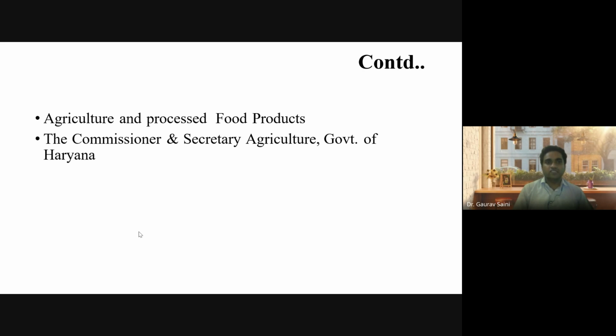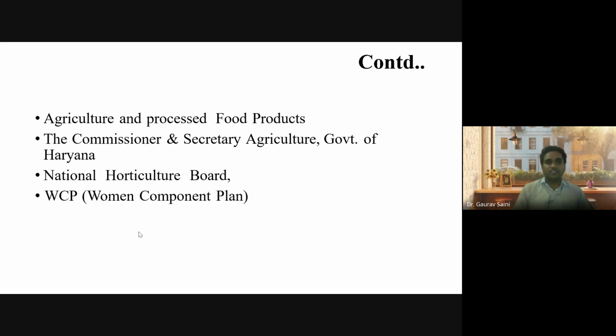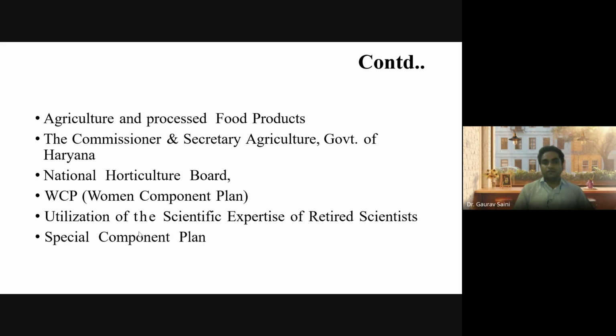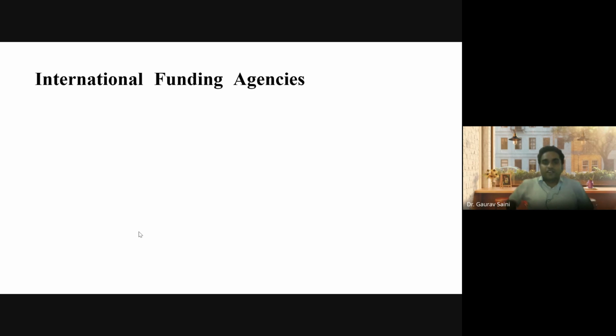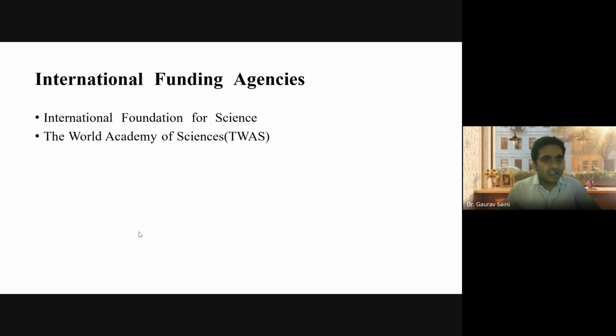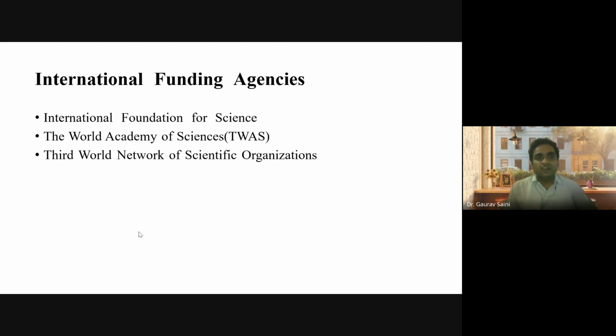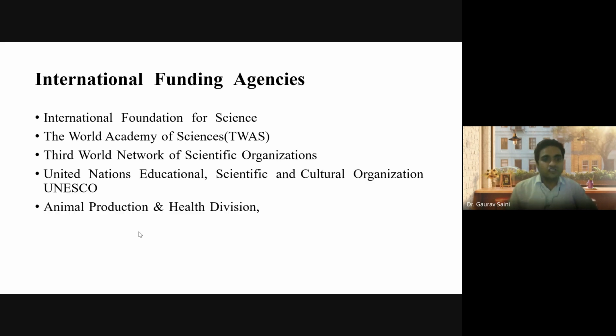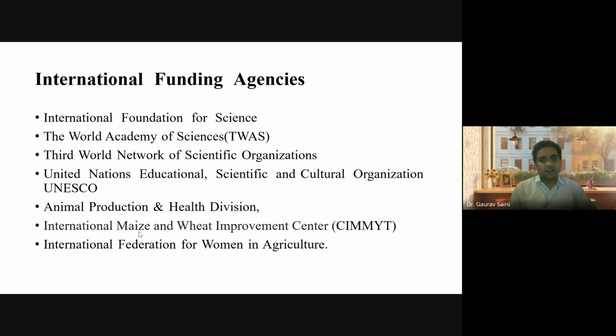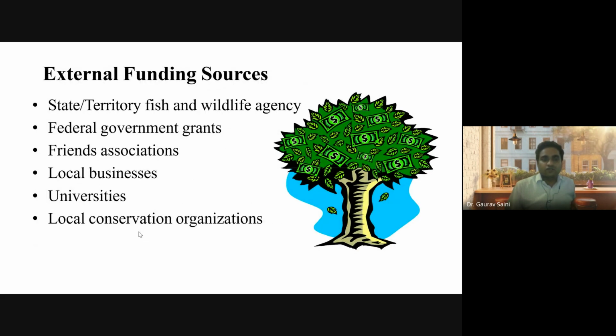Agriculture and Processed Food Products, the Commissioner and Secretary of Government of Haryana, these are women component plan. Some international funding agencies can also be approached for the funding. International Foundation for Science, the World Academy of Science and Third World Network for Scientific Organizations, UNESCO, Animal Product and Health Division, that can also be approached for funding for different ideas. And the last one is the International Federation for Women in Agriculture. That is a very good opportunity for women scientists working in the agriculture industry, who can use these sources.